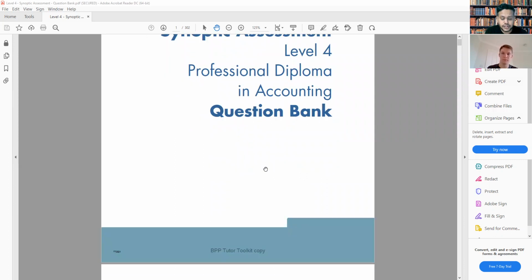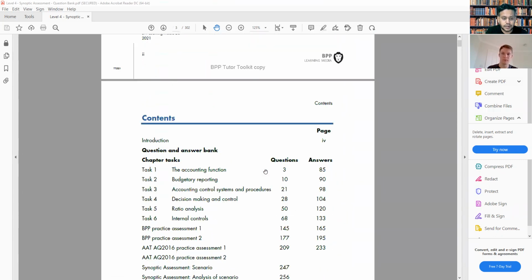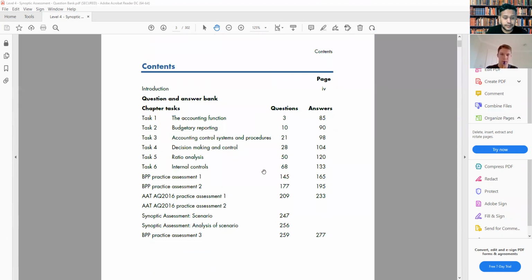This is the professional Synoptic. Here we're going to see the question-wise breakdown. There are a few questions we have for revision purposes. I'm opening the question bank from BPP. Here there are a few questions, Task 1 to Task 6, and some practice questions as well that you're going to practice throughout your revision. There are a lot of questions they give us.